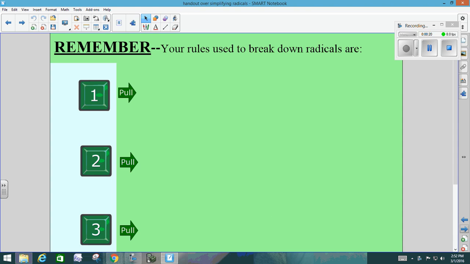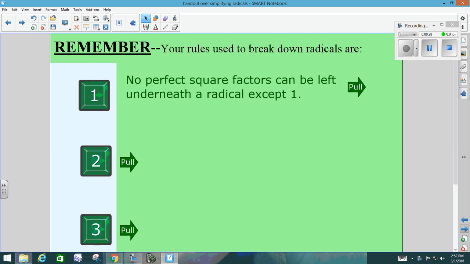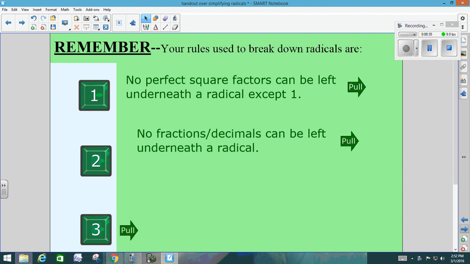There's 3 rules that you have to remember when you're simplifying or breaking down square root symbols, and I'll explain them more as we go through them. The first one, no perfect square factors can be left underneath a radical except for 1. Second one, you can have no fractions or decimals left underneath the square root symbol. So when you're simplifying these, you would not want to leave a final answer as the square root of 1/2. You can't keep a fraction under there.